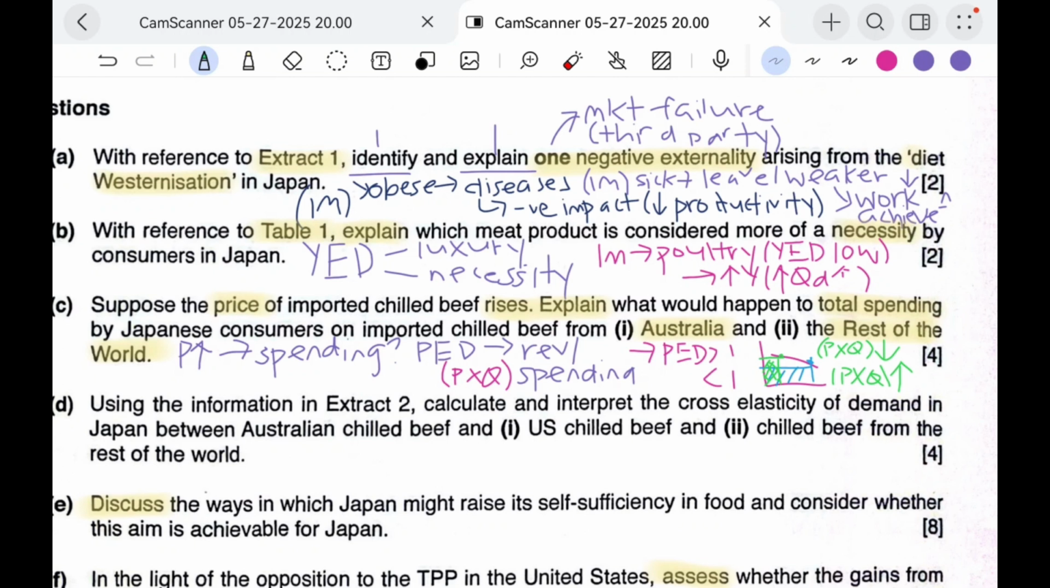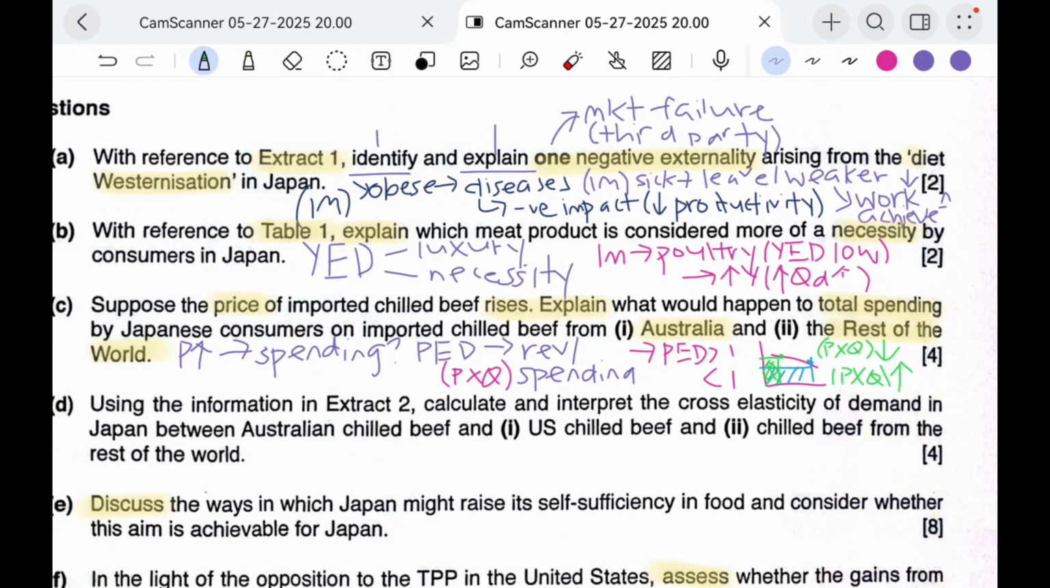Okay, then we look at, because the question has 2 parts. One is about Australia, one is about the rest of the world. So I will expect when I go to table 2, Australia and rest of the world beef will have different PED. If not, then I don't have 2 different sides to say. So I'm expecting that. So do identify which one is Australia's PED, which one is the rest of the world, and then you have the conclusion, because you need to say what happened to the total spending.